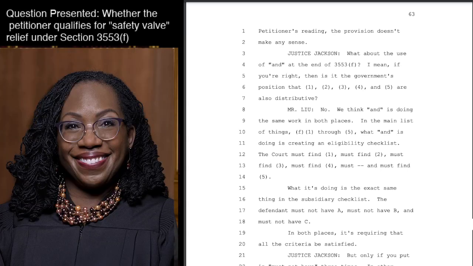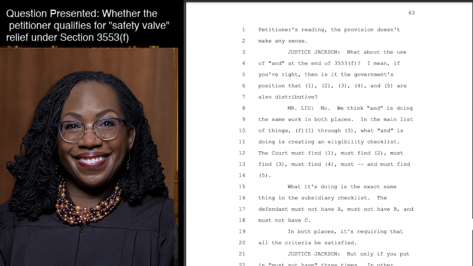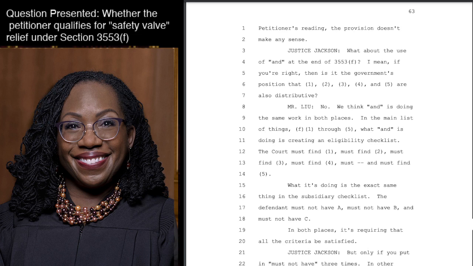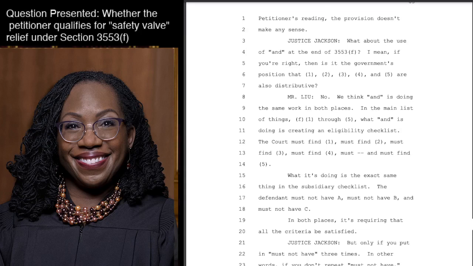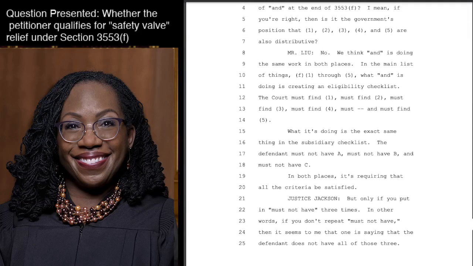I mean, if you're right, then is it the government's position that 1, 2, 3, 4, and 5 are also distributive? No, we think "and" is doing the same work in both places. In the main list of things, F1 through 5, what "and" is doing is creating an eligibility checklist. The Court must find 1, must find 2, must find 3, must find 4, and must find 5. It's doing the exact same thing in the subsidiary checklist. The defendant must not have A, must not have B, and must not have C. In both places, it's requiring that all the criteria be satisfied.